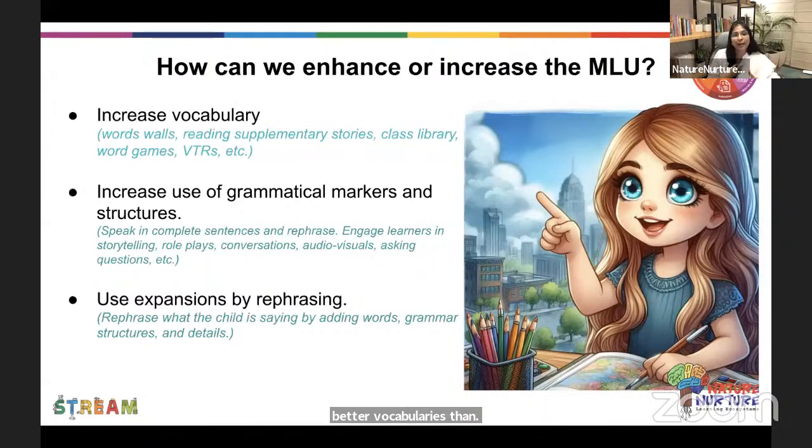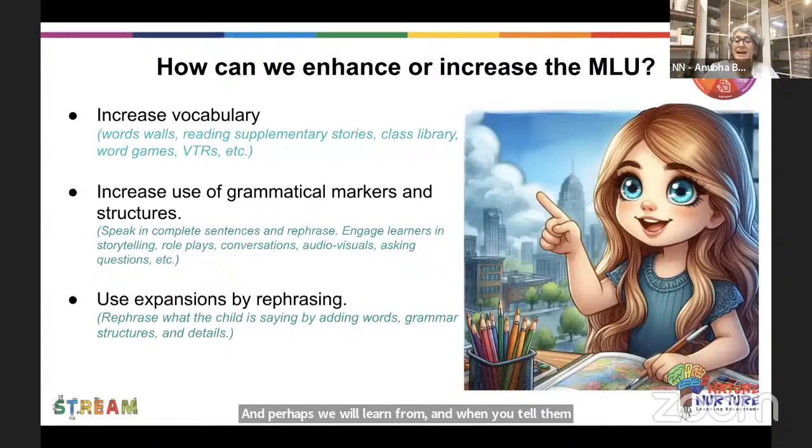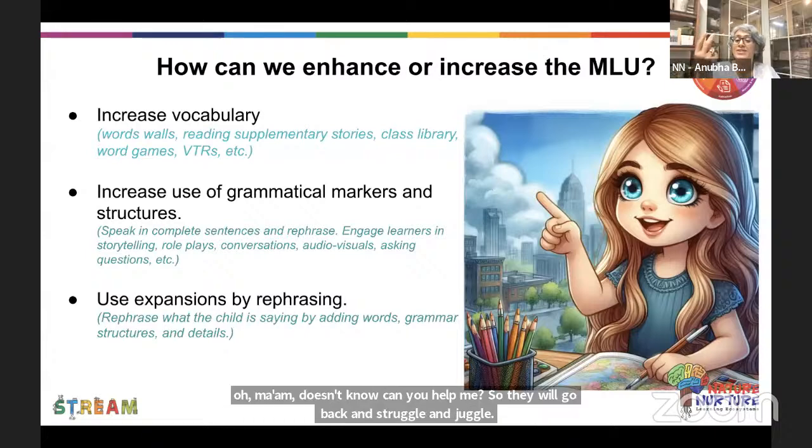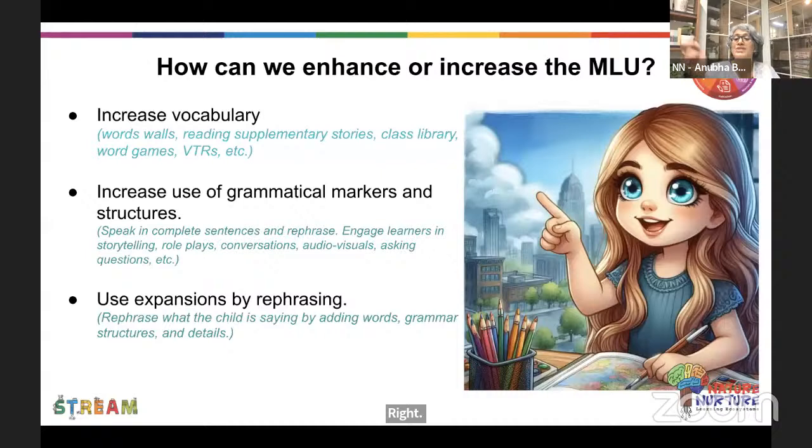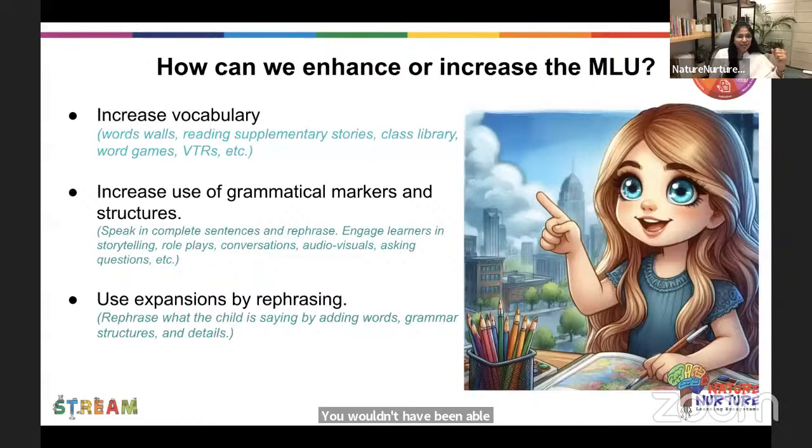We need to accept that we are the learners and perhaps we will learn from them. When you tell them, "Ma'am doesn't know, can you help me?" they will go back and struggle and juggle, right? In fact, if you tell your children to bring 2 words that you can use instead of "good" in "I had a good day," you will have a list of 40. You wouldn't have been able to think of that yourself. So that's the challenge.